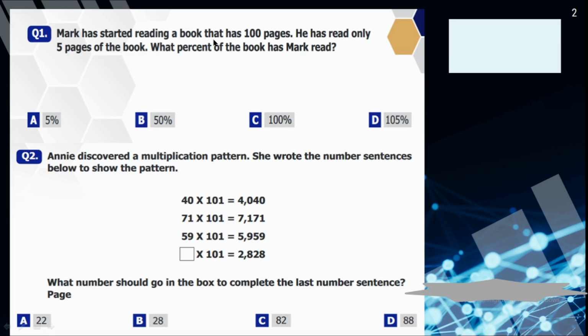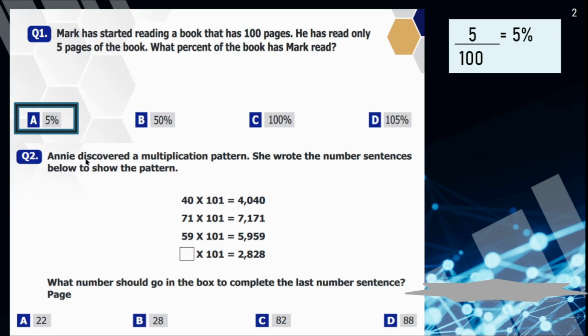Mark has started reading a book that has 100 pages. He has read only 5 pages of the book. What percent of the book has Mark read? So here he has read 5 out of 100. So it's already a percentage because to calculate a percentage, we should have 100 in the denominator. If we don't have, then we have to convert it. But we already have 100 here. So 5 by 100 is equal to 5%. So A is our answer.